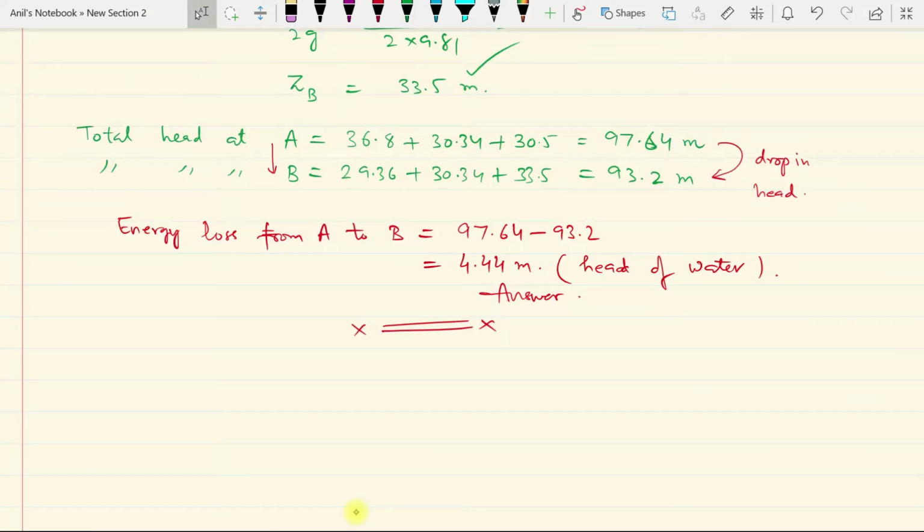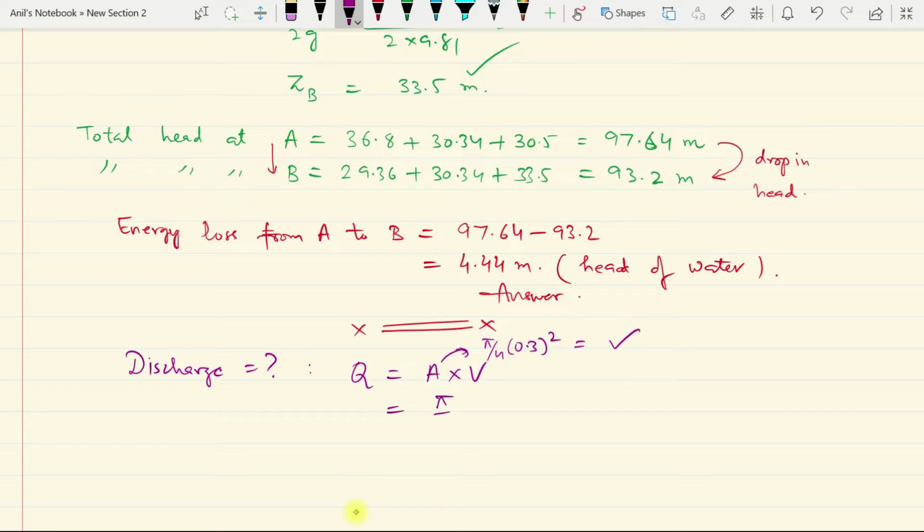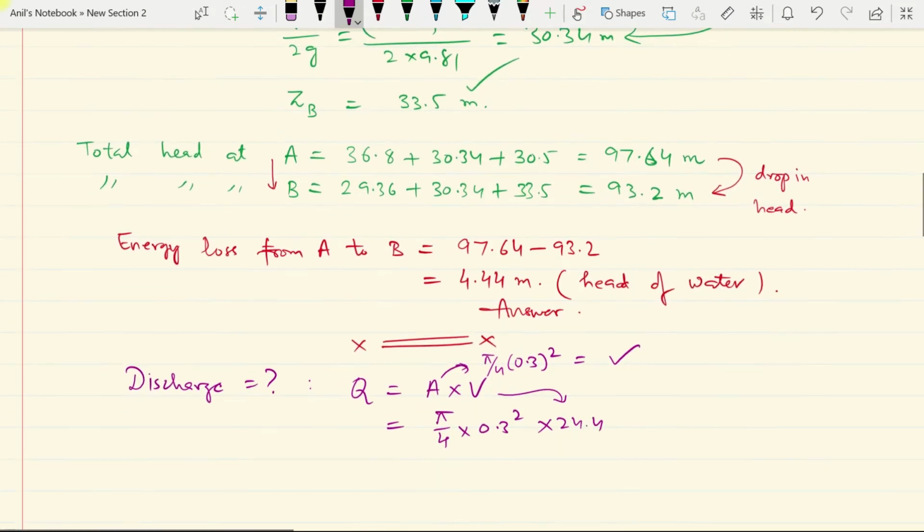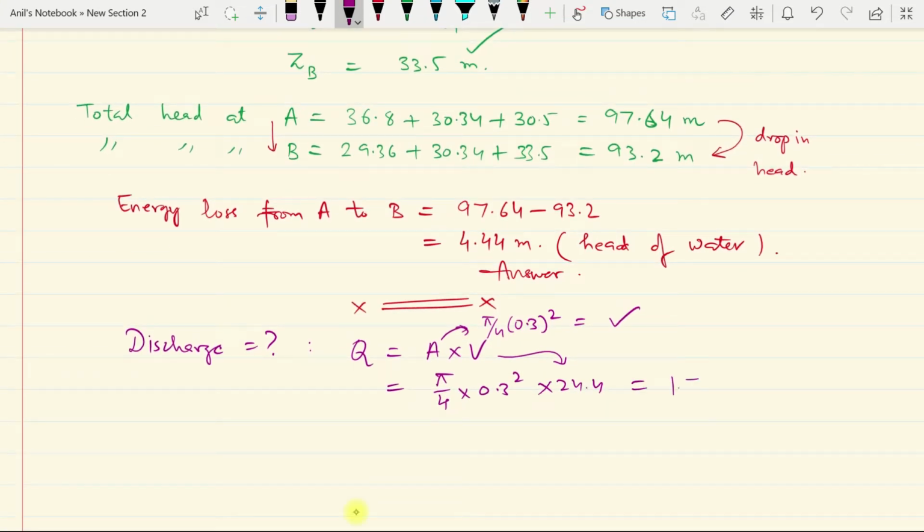In case discharge is also asked, that is very easy to obtain. We know discharge Q is equal to area into velocity of flow. Area of cross section of the pipe is nothing but pi by 4 into d square. D is 0.3 meter, it is given to us. So pi by 4 into diameter square into velocity, 24.4 meters per second, comes out to be 1.724 meter cube per second.